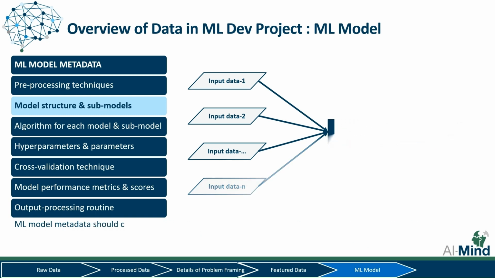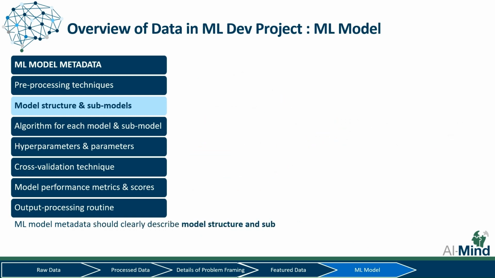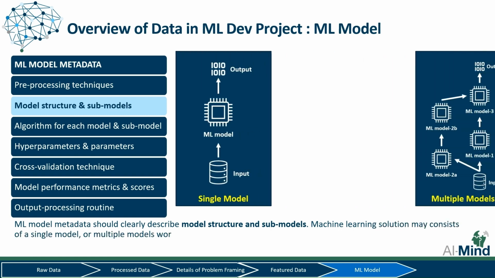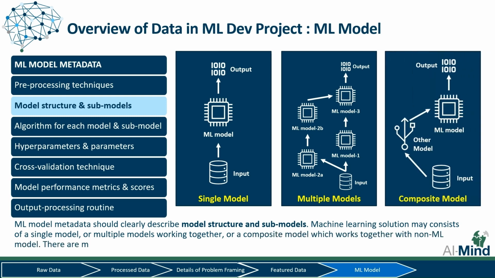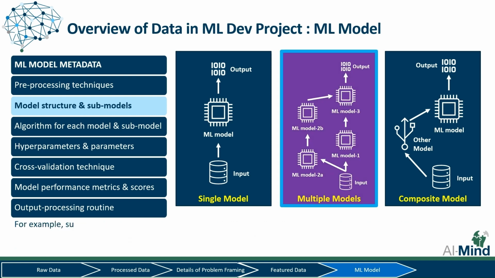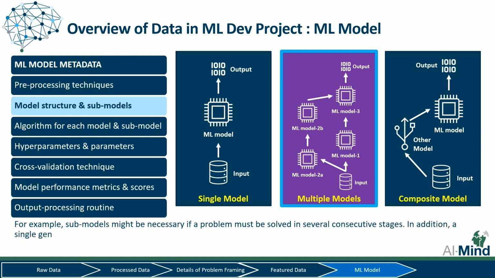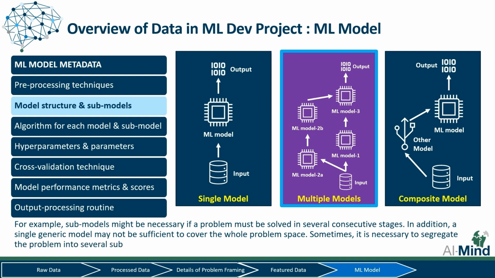Machine learning model metadata should clearly describe model structure and submodels. A machine learning solution may consist of a single model, or multiple models working together, or a composite model which works together with a non-ML model. There are many reasons why we need multiple model structure. For example, submodels might be necessary if a problem must be solved in several consecutive stages. In addition, a single generic model may not be sufficient to cover the whole problem space. Sometimes it is necessary to segregate the problem into several subproblems and build machine learning models separately.